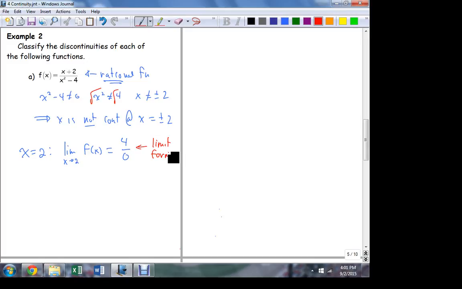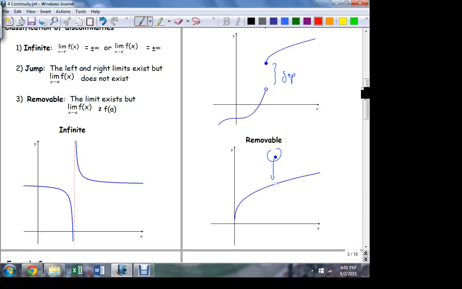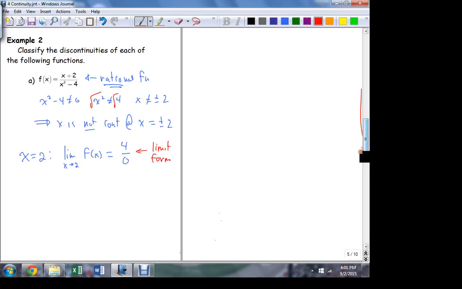But when I go back and look at our three possible types of discontinuities, which one do I immediately identify from this form? Infinite. It's the infinite case. Anytime you're forced to divide zero into a number that is not itself zero, that's the infinite case. That's it. That's all I have to observe. So this is going to be an infinite discontinuity. Not only is this the limit form, this is the infinite limit form. We did that last time.